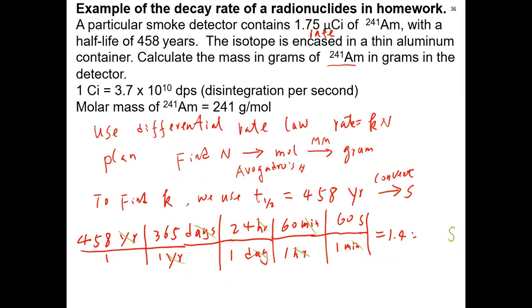So therefore, we do the calculation and we get 1.4443 times 10 to the positive 10. Right. So then next we will use the given rate to find out. So this rate is 1.75 micro. So this means micro Ci. So we have this equation here, Ci is this much dps, and then we will review those prefixes.